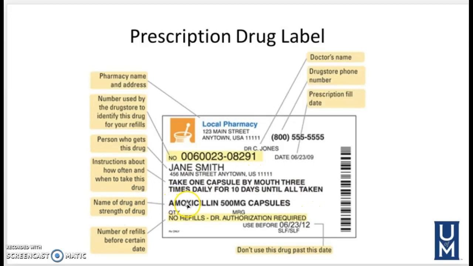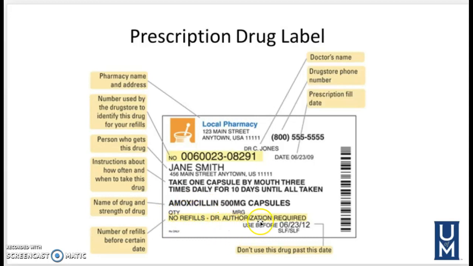And the drug that they're actually taking is called amoxicillin. This is the name of the drug. It's in 500 milligram capsules. And below here, we can see if there's any other kind of qualifying information. So here we would have the number of refills. For this particular drug, we do not need refills. And just for those of you that are curious, amoxicillin is a very common antibiotic.